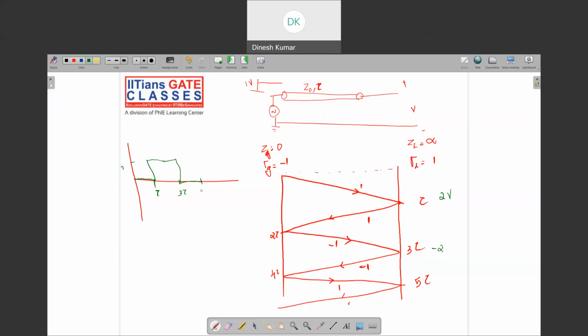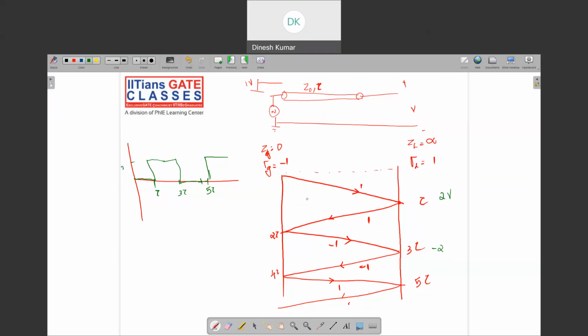Then again it will go to here and it will actually come back here. So at 3 to 5 tau, right? So up to 3 to 5 tau, then again it will go to, right? So this will be the voltage actually seen at this particular point. Okay. Right. So I hope you understood the thing.